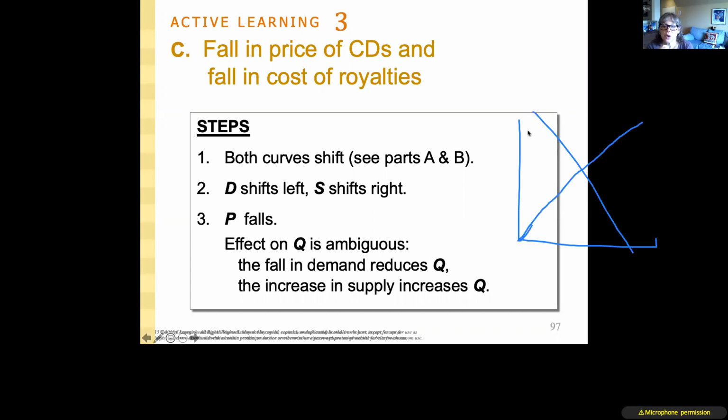So if you say to yourself, okay, the demand curve shifted in and the supply curve shifted out, where did I end up? Here's where I started, here's where I ended. Oh, look, the Q barely moved. There's nothing wrong with that. There's nothing wrong with taking a look to see where you're going to end up.